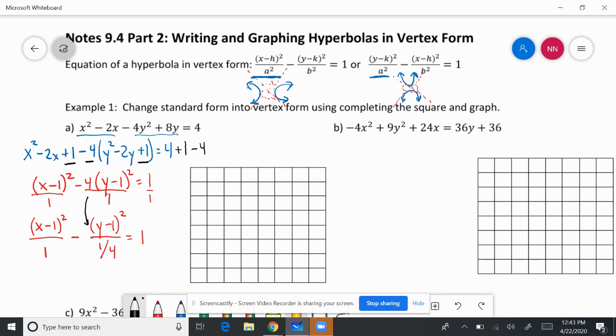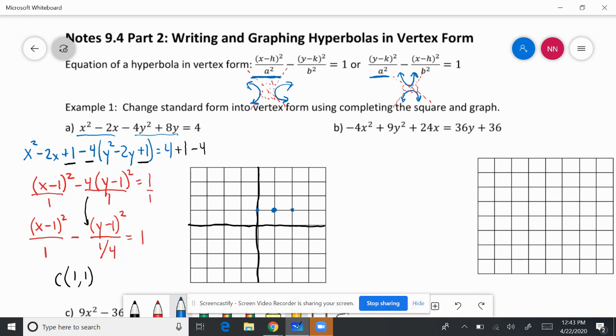Now, what we're going to do is graph this similar to what we did with the ellipse. We're going to put down our center, which in this case is 1, 1. And so we're going to plot our 1, 1 right here. Next thing that we're going to do is take the square root of our a and b values. The square root of 1 is 1. So we're going to go to the right and to the left 1.